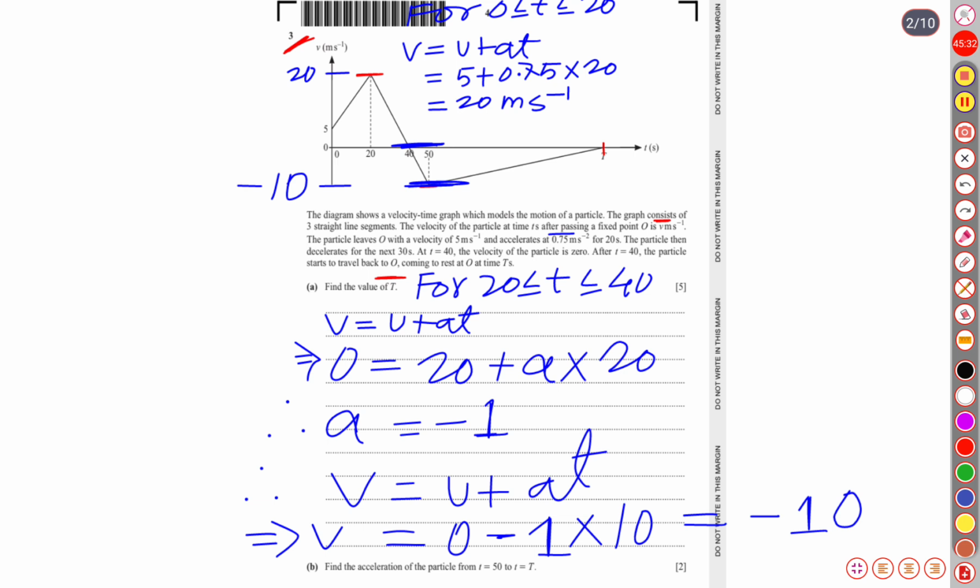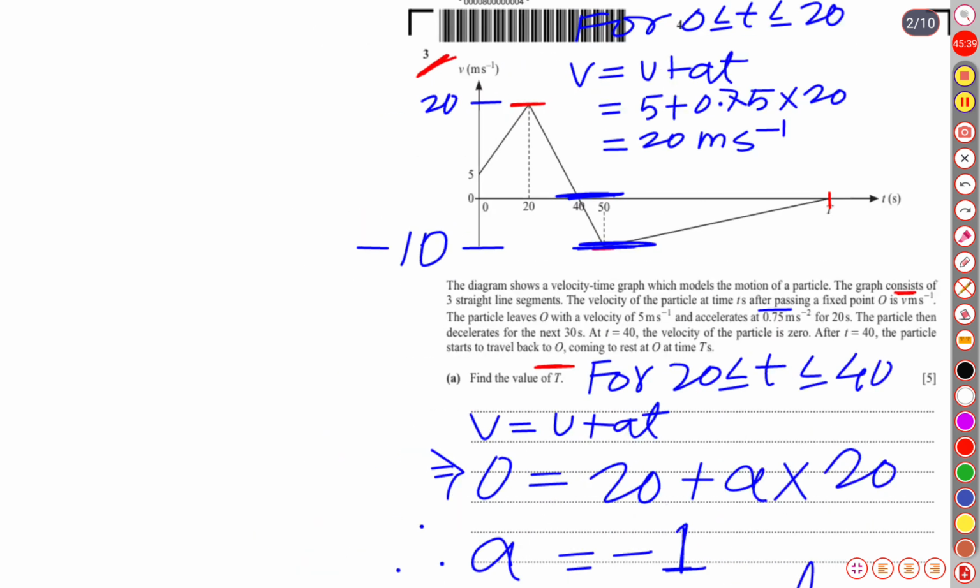So we have got all of the information. Now easily we can find the value of t, and we are going to apply the distance formula. So, distance traveled.